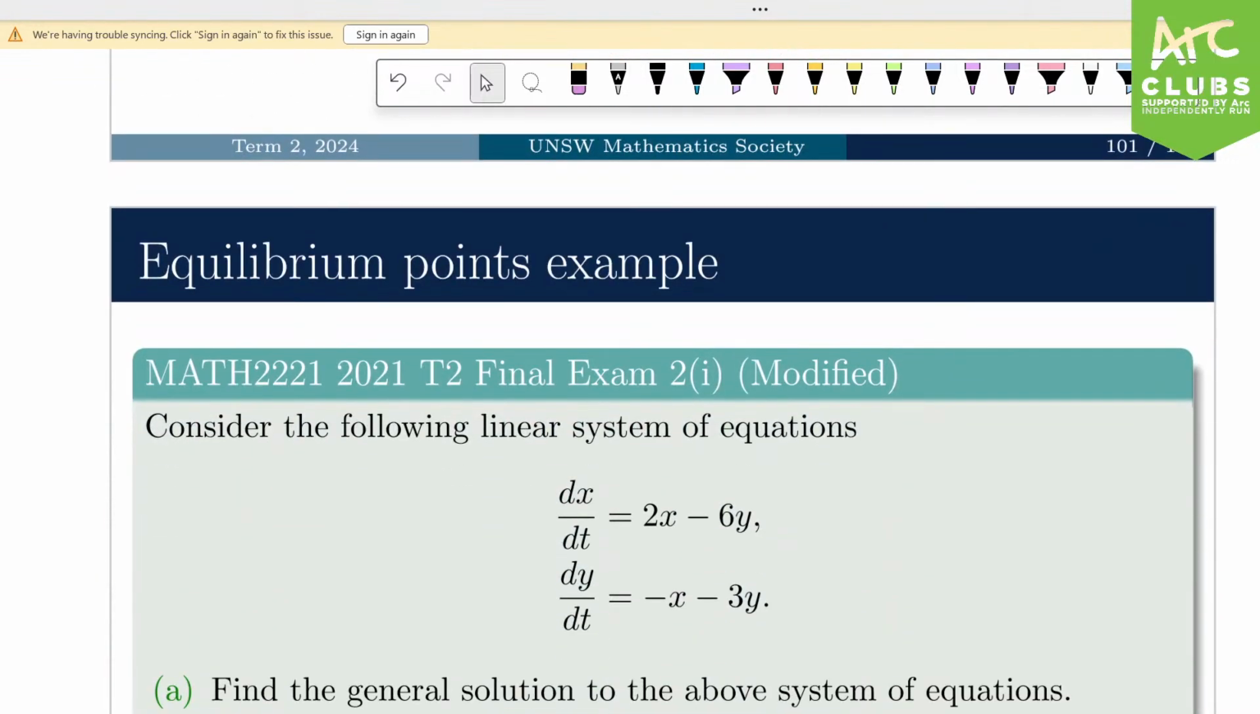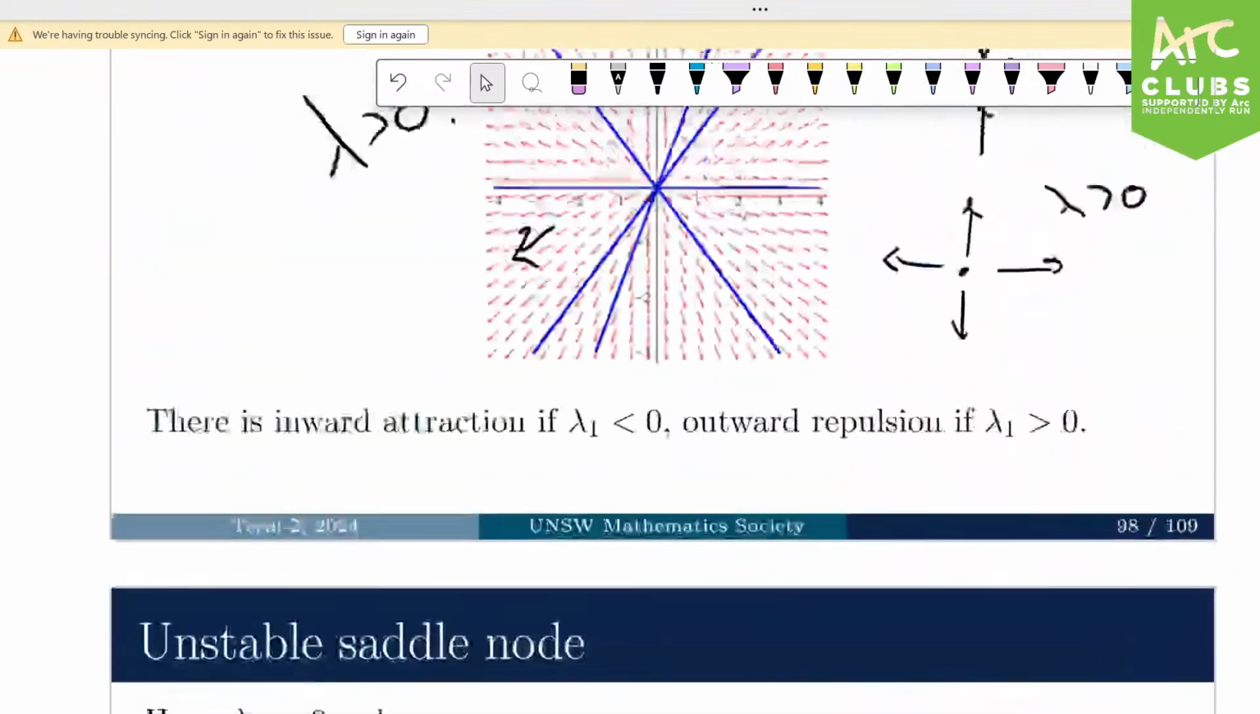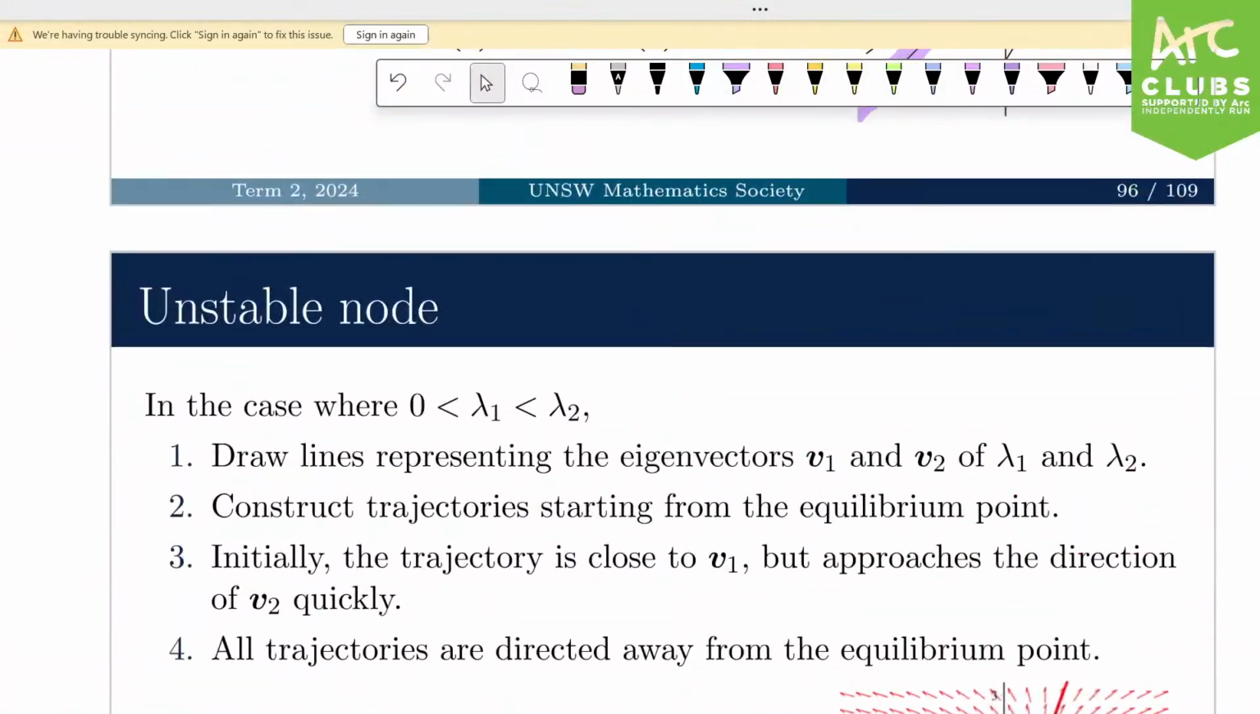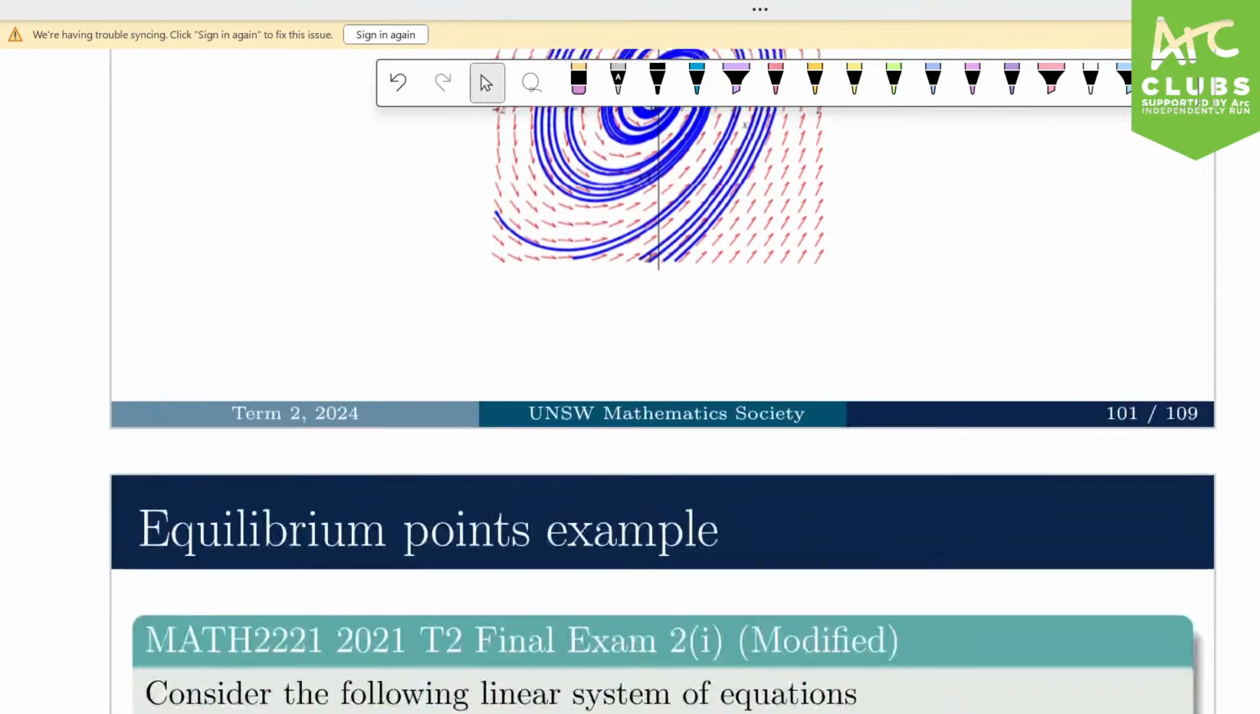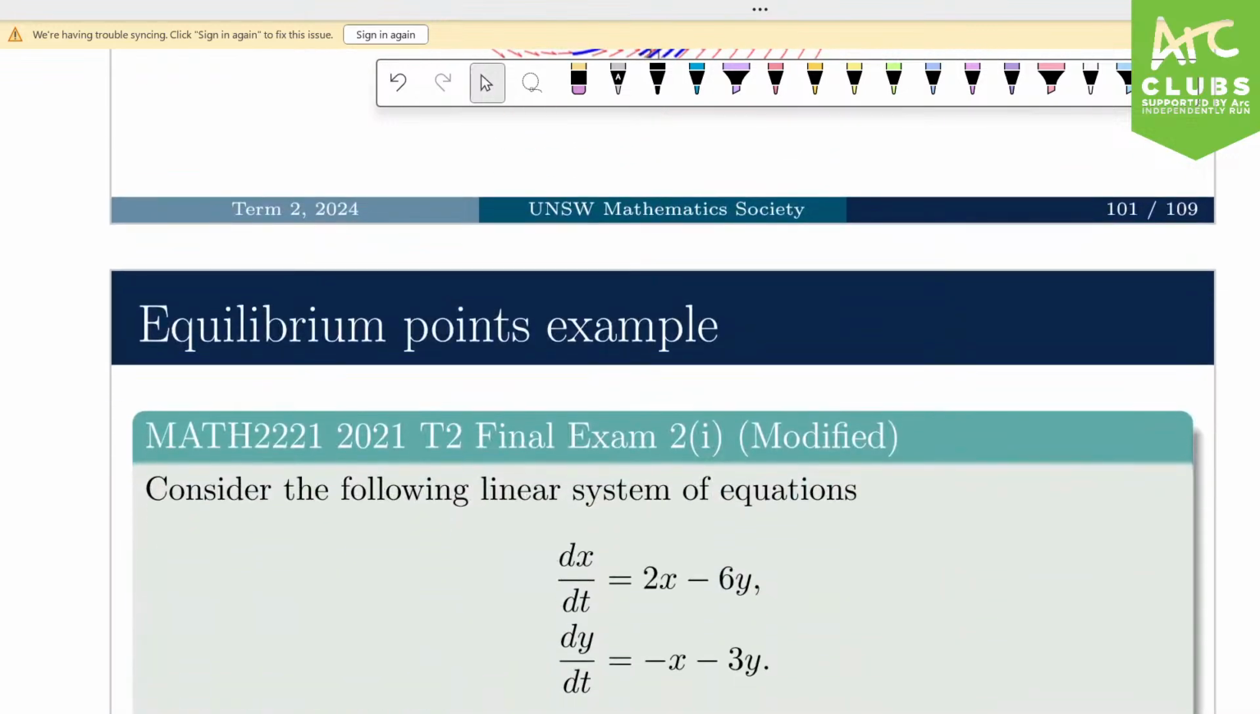So let's have a look at an example. Here's a system of differential equations. We want to find eigenpairs. Let's look at what it's asking. A, find the general solution. B, determine the nature and stability of the equilibrium point. So we want to work out which one of these things it is. Is it going to be a star? Is it going to be an unstable node? Is it going to be a saddle? Is it going to be a center? Is it going to be a stable focus? So many things that we could pick from.